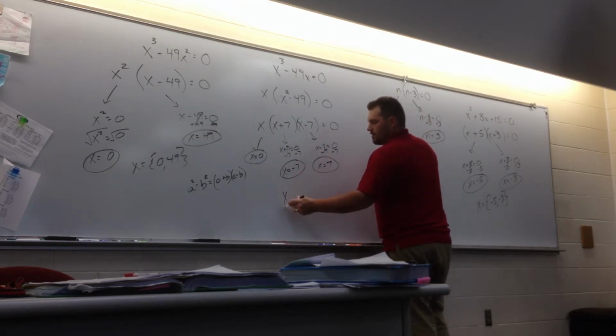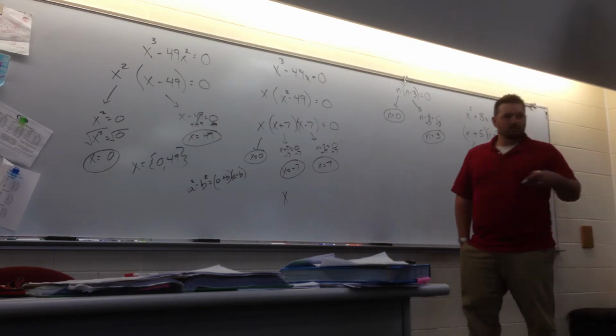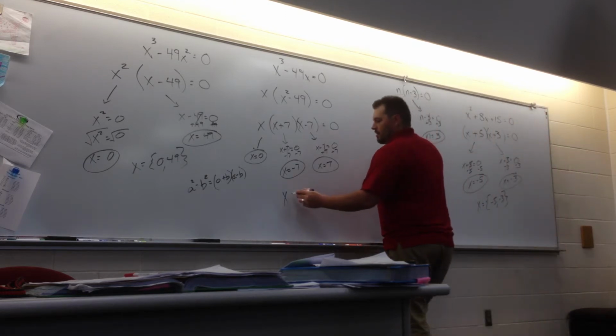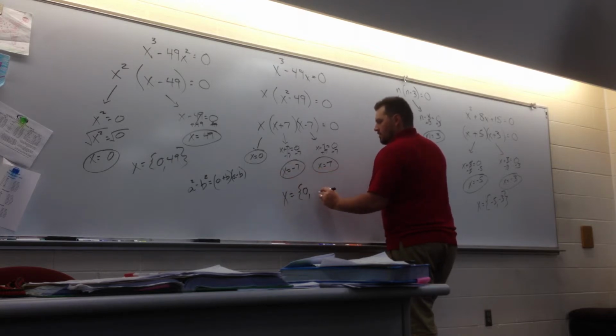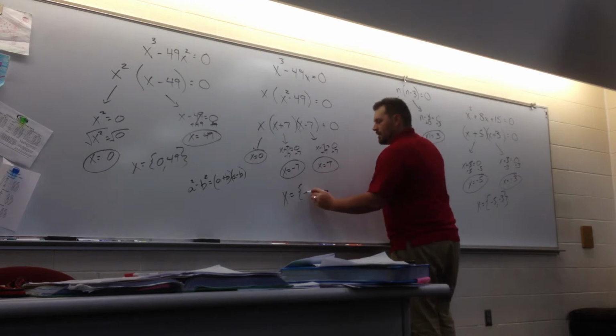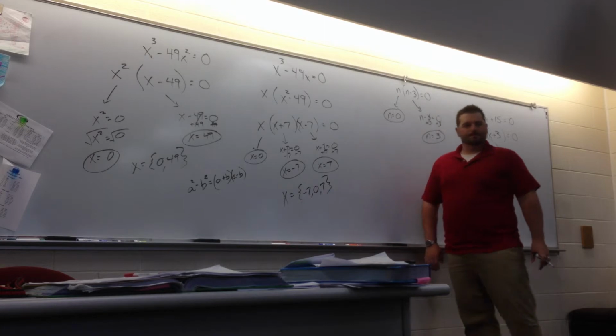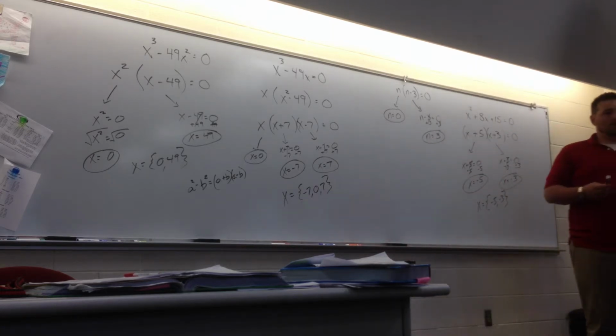So, this is a situation where using roster form to list all of my solutions might be a nice easy way. I could say x equals 0. Actually, we'll put it in order from least to greatest. So I would want to put negative 7, 0, positive 7. Okay? Any questions about that?